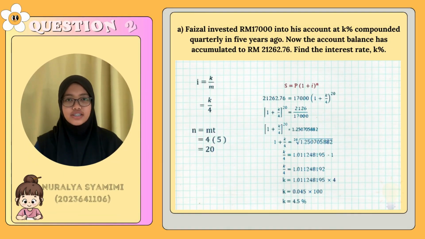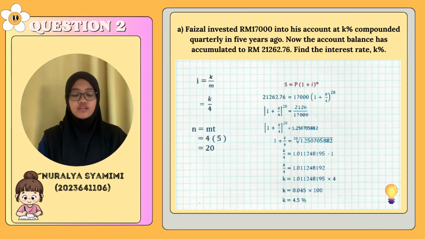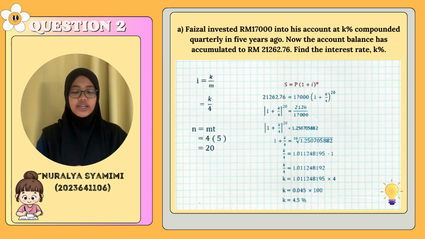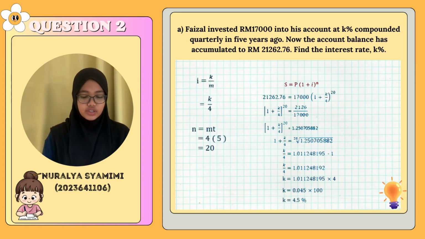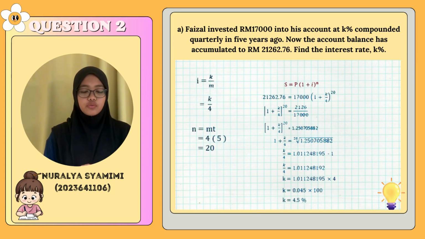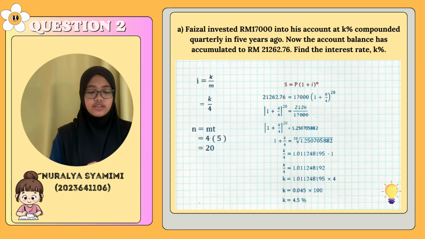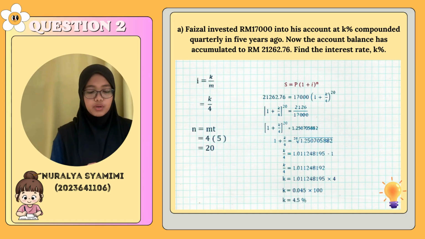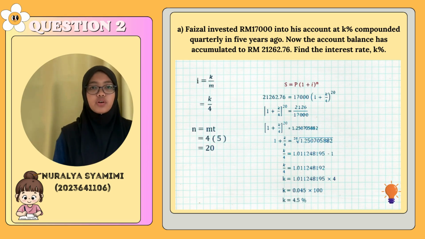So let's proceed to the second question, which is part A, question 2, A and B. For question A, it is to find the interest rate. Use formula i equals k per m. So m equals 4. Then find N equals 4 multiplied by 5. The formula used to find the interest rate is S equals P(1 + i) to the power N. Then we just put the amount into the formula and we will get the final answer. The answer is k equals 4.5%.